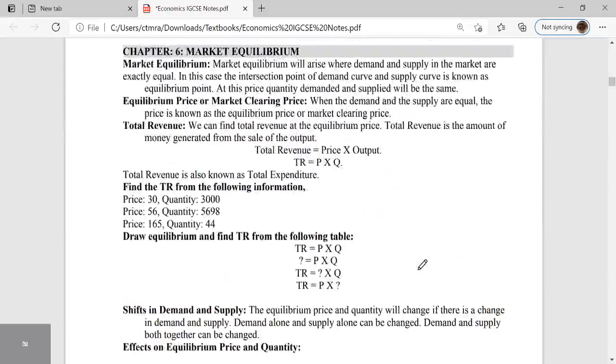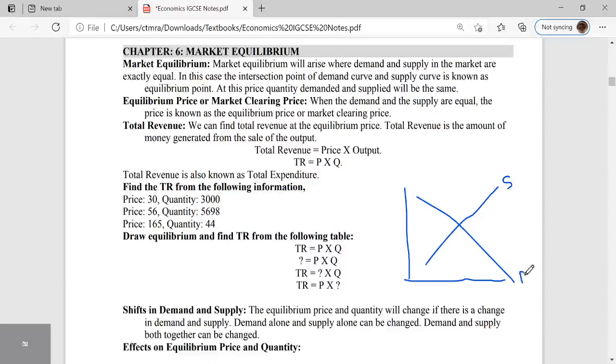Okay, let's move to the next chapter, market equilibrium. Equilibrium is a situation where the demand and supply are equal. In the previous chapter we considered the demand and supply curves separately, so now let's draw them together. That's the demand curve and that's the supply curve. This intersection point where demand and supply are equal is known as the equilibrium price, and this is known as the equilibrium quantity.